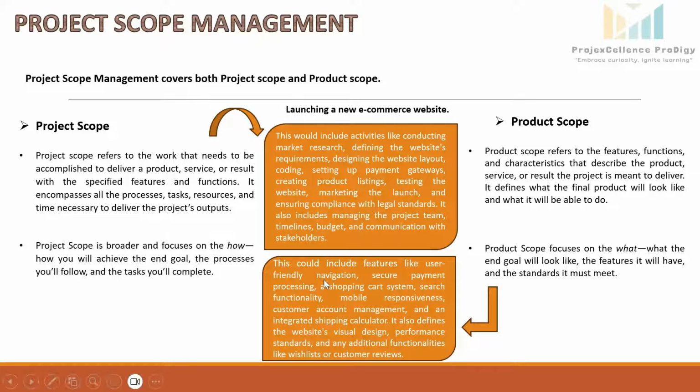On the other hand, if we talk about the product scope, this could include features like easy navigation, secure payments, shopping carts, search options, mobile friendly design, customer accounts, and a built-in shipping calculator. It will also cover how the website looks, performance, and the extra features like the wish list or customer reviews. So by relating with this example, we can easily differentiate between project scope and product scope.